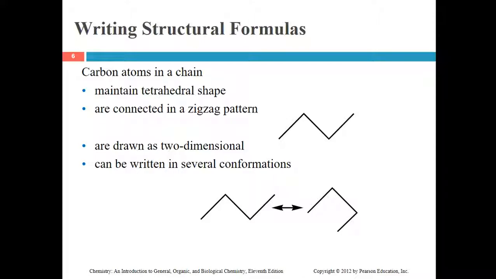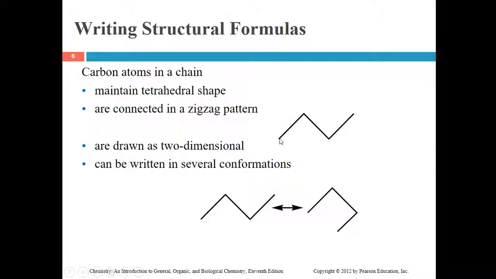Now, to make it even more condensed, they can even do a line formula. These are called line formulas. And you go, what the heck? Well, each end or corner is going to represent a carbon atom. Now, because hydrogens are just kind of stuck on there, and we know that carbon always likes 4 bonds, if we just have an alkane, that means we just have a carbon and hydrogens.